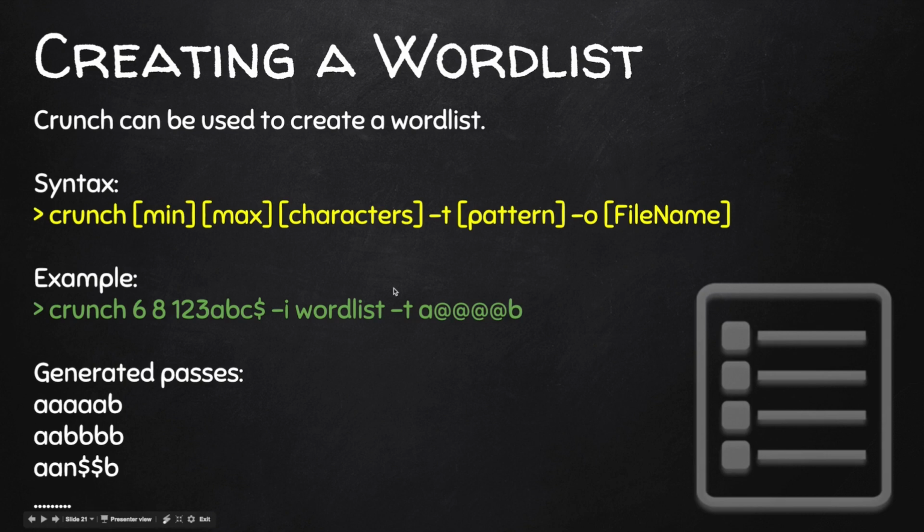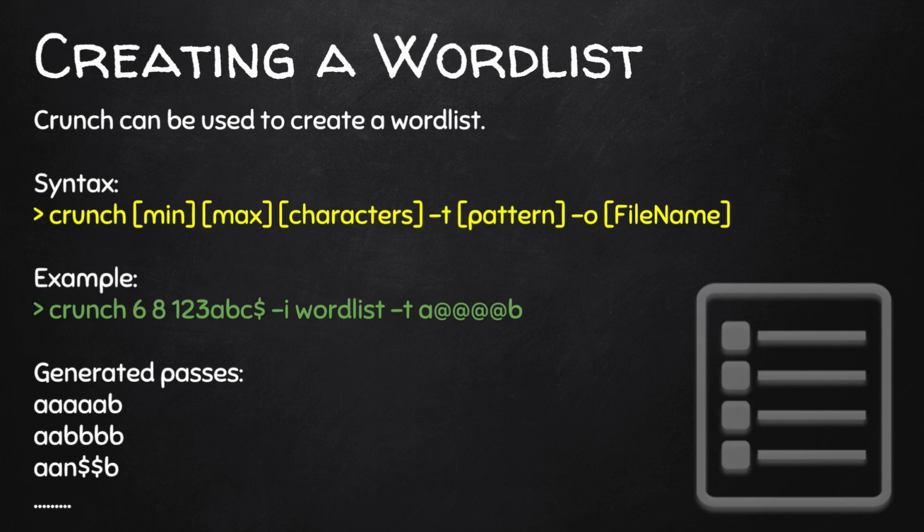So we have a small little example here that will generate a list of passwords that go from 6 characters to 8 characters and contain these characters right here. So it's going to create combinations of 1, 2, 3, ABC, and the $ sign. And it's going to store it in a file called, that should be an -o, I'll fix that, in a file called wordlist. And these passwords are going to start with an A and end with a B, and it will generate passwords based on all possible combinations between the A and the B. So all of the generated passwords will always start with A and end with B.